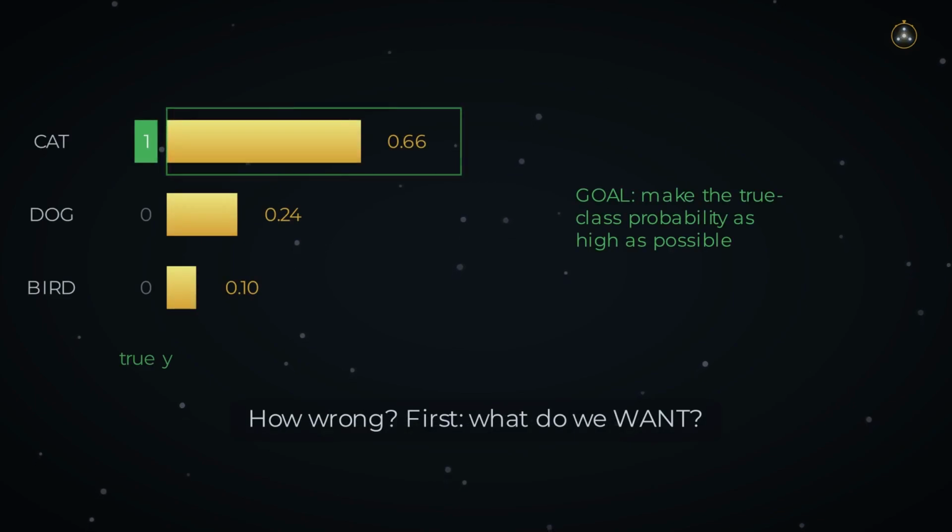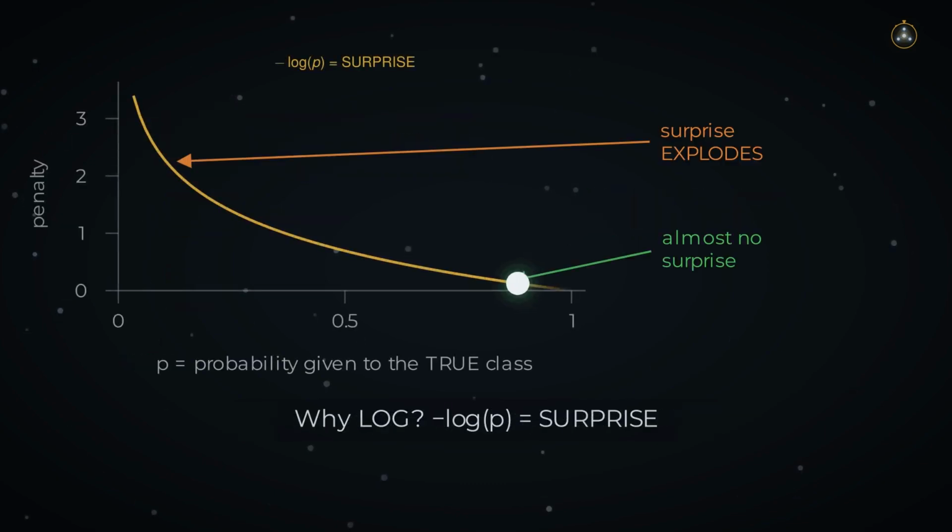Before any formula, let us be clear on what we even want. It is simple. The true class should get a high probability. Push that number up on every example. That is the whole goal, but a loss is something we push down. So we flip the idea into surprise. Watch. When the model is sure and right, surprise sits near 0, no penalty. But when it nearly ruled out the truth, surprise rockets up. A confident mistake shocks it the most.